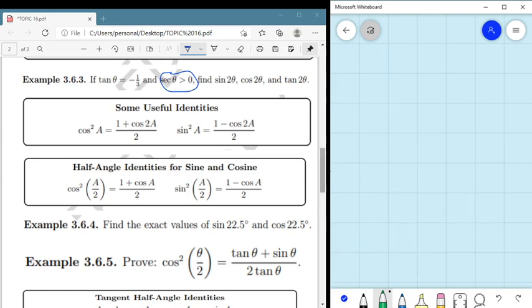Then we have some useful identities. We have cosine squared A is equal to 1 plus cosine 2A all over 2. Sine squared A is equal to 1 minus cosine of 2A all over 2. Then we have also half angle identities for sine and cosine. Cosine squared A over 2 equals 1 plus cosine A over 2. Then sine squared A over 2 equals 1 minus cosine A all over 2.